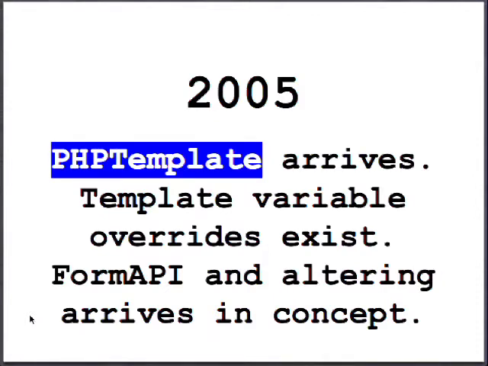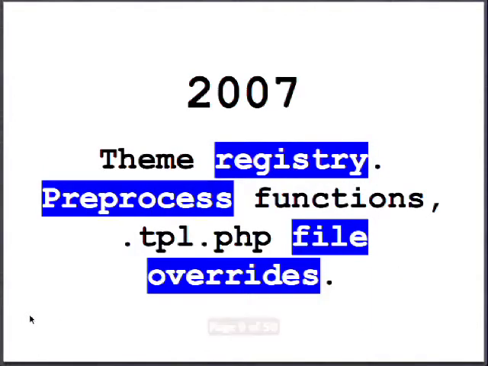And then Form API, which wasn't related to theming yet, arrived. And altering arrives in concept, the idea of a form alter, and providing an API for people to abstract structure. And that eventually became very important in the future. In 2007, we finally had a theme registry that was a lot more performant in terms of keeping track of the templates that were being overridden, the functions that were being overridden.